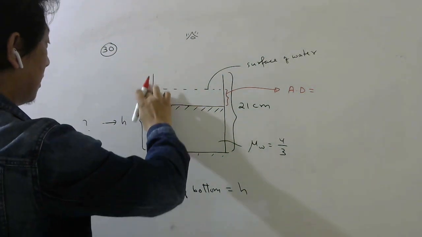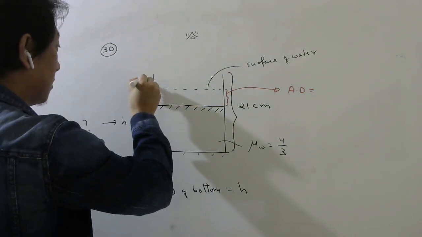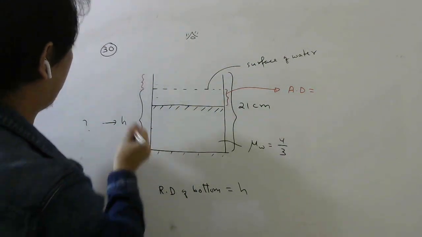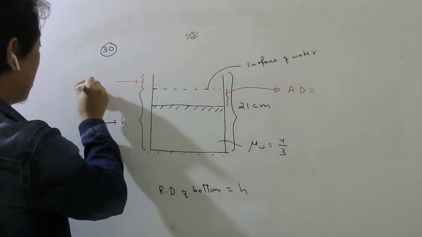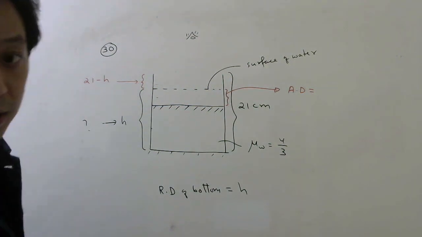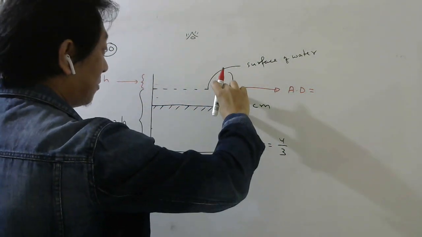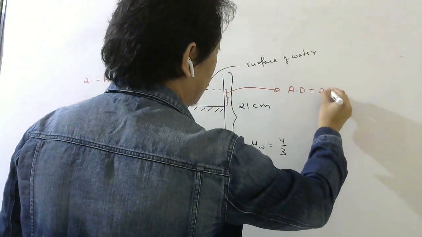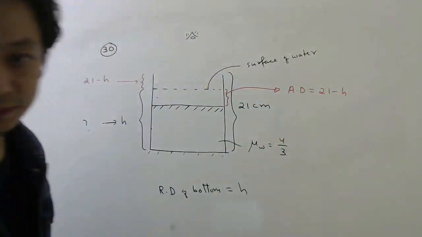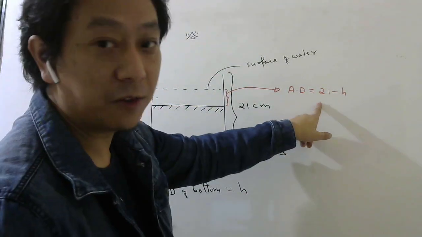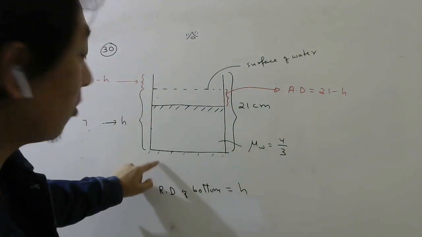For this you cannot tell. This is how much? So this distance must be, this is 21, this is h. So this must be 21 minus h. If you want to see half filled, then this is 21 minus h, means this should also be 21 minus h. Then only you will say it is half filled. So apparent depth is 21 minus h, real depth of the bottom is h.